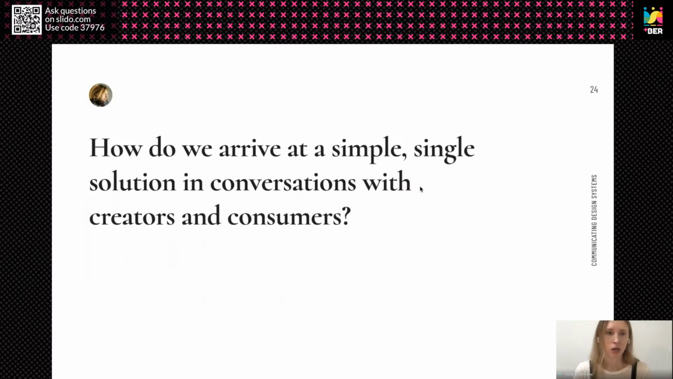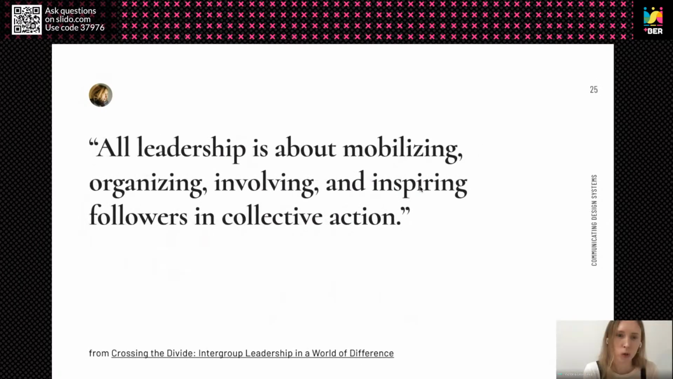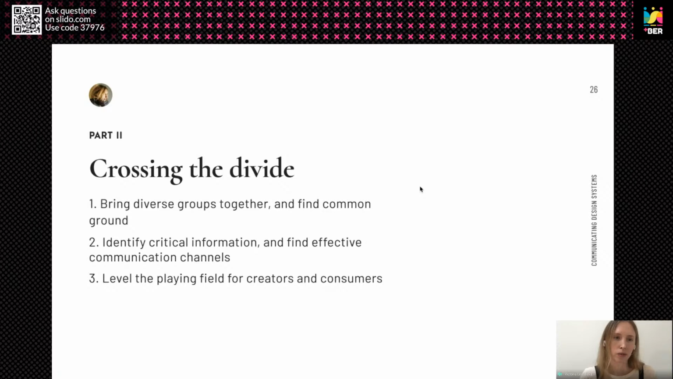All leadership is about mobilizing, organizing, involving, and inspiring followers into collective action. This is from Crossing the Divide: Group Leadership in a World of Difference. This book teaches you how to work in the kind of multicultural, globalized environment we currently experience, and I took some inspiration from it on how to deal with our scaling teams. So I'm crossing onto part 2, Crossing the Divide.